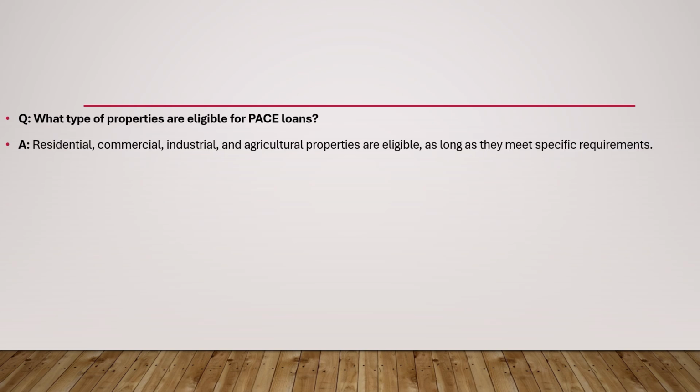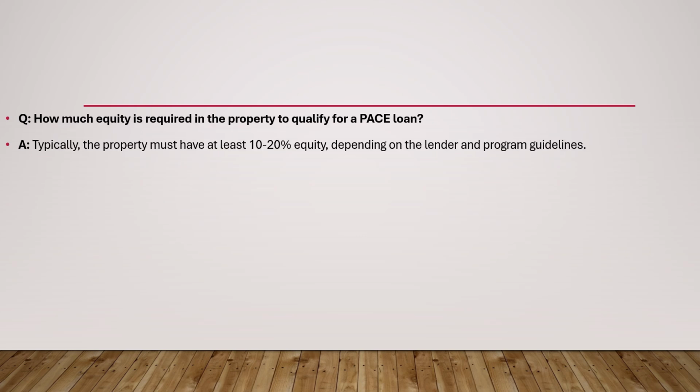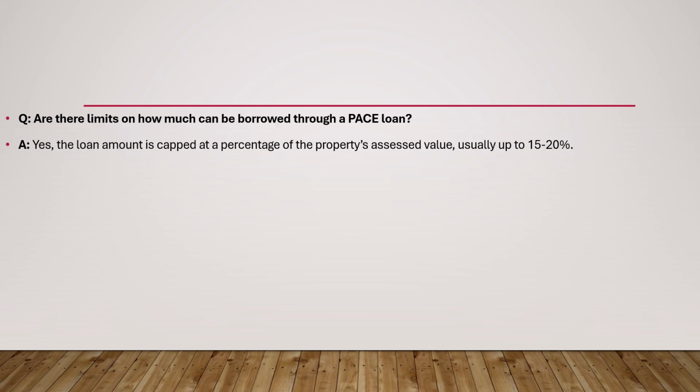What type of properties are eligible for PACE loans? Residential, commercial, industrial, and agricultural properties are eligible as long as they meet specific requirements. How much equity is required in the property to qualify for a PACE loan? Typically, the property must have at least 10 to 20% equity, depending on the lender and program guidelines. Are there limits on how much can be borrowed through a PACE loan? Yes, the loan amount is capped at a percentage of the property's assessed value, usually up to 15 to 20%.